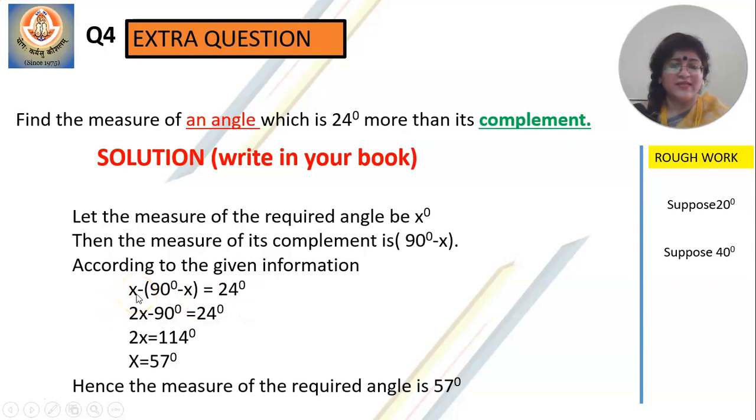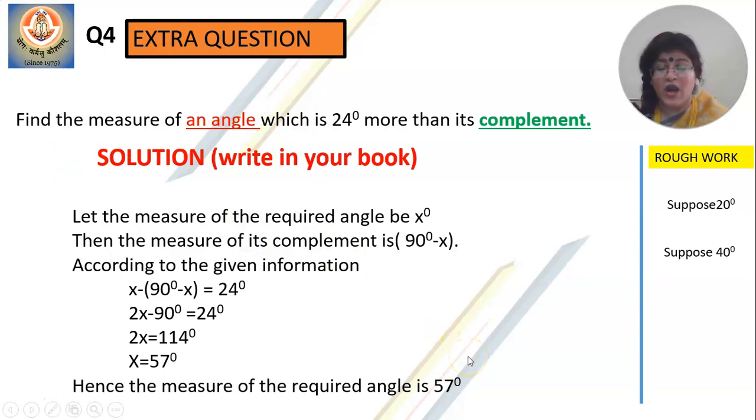x minus, open the bracket, 90 minus x, will become x plus x. So you get 2x minus 90 equal to 24. And when you solve this further, you get x equal to 57. So the required angle is 57 degrees. So what is the meaning of that? It means that the angle is 57.